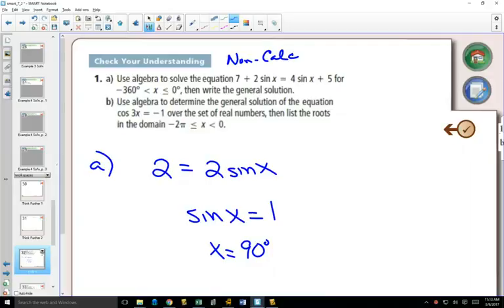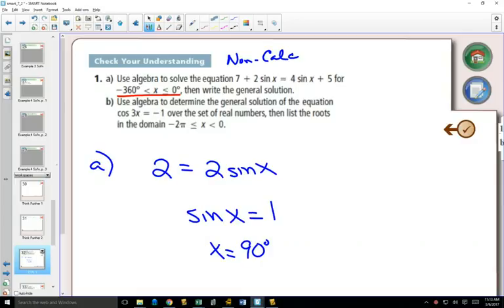And notice that if I started this way and wrote 90 degrees, that's one of the things we're going to use as a strategy. We're going to first solve like normal between 0 and 360 or 0 and 2 pi. Then after we've solved between 0 and 360 or 0 and 2 pi, you have to check what is the domain given in the question. The domain given in the question said find all of the answers between negative 360 and 0.